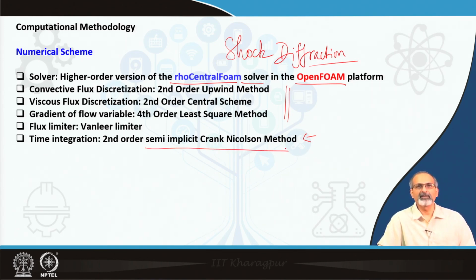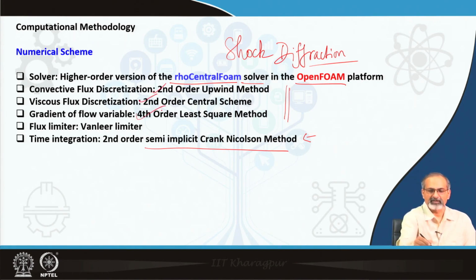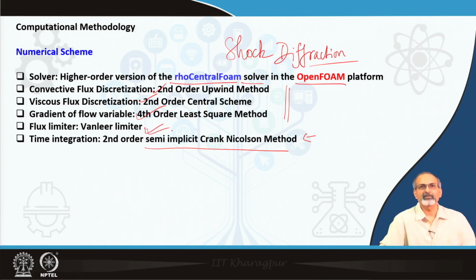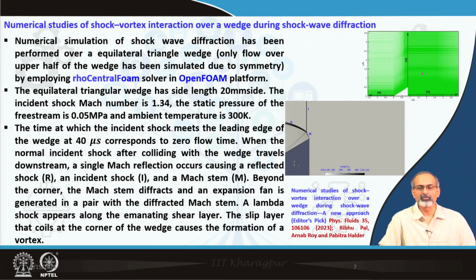Apart from that, the spatial derivatives, the different types, the convective, viscous, the gradients are captured by the different discretization schemes that have been mentioned over here. Plus, since we are handling shocks, around which oscillations occur in the solution due to Gibbs phenomenon, these are clipped using the Van Leer limiter. With some details of the numerical schemes, we move on to say that the first problem that we would like to look at is the shock vortex interaction over a wedge during shock wave diffraction.